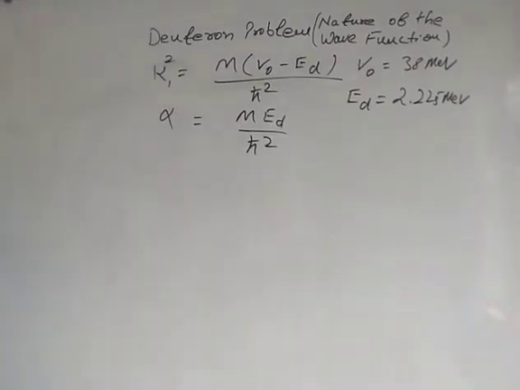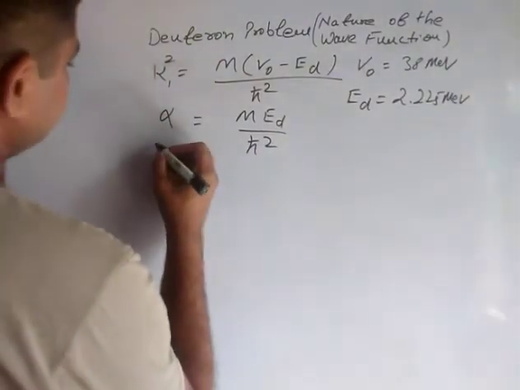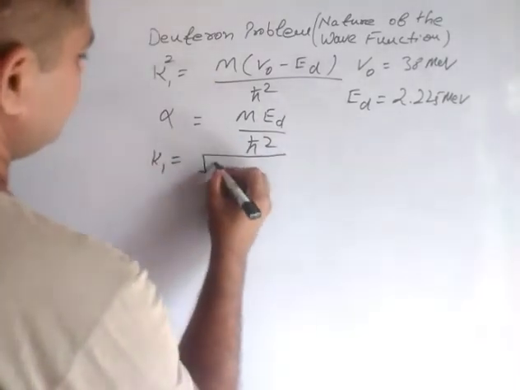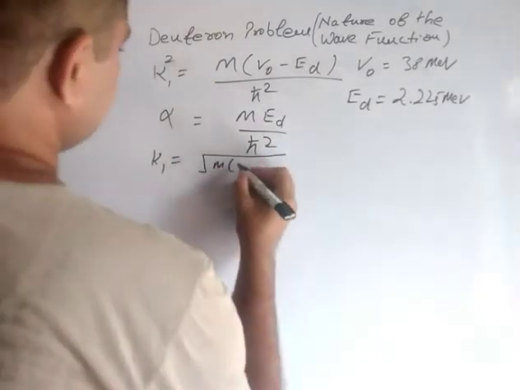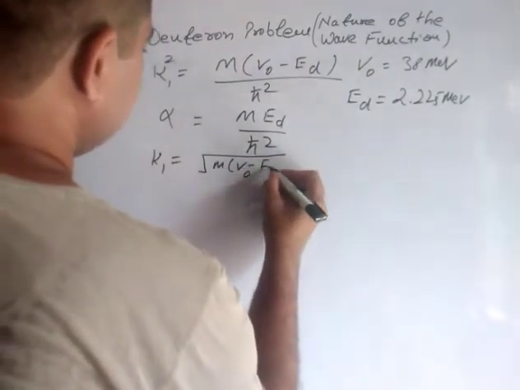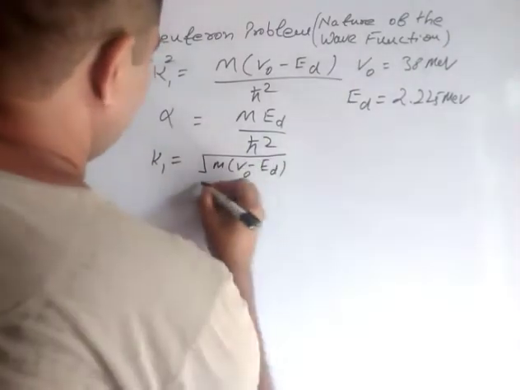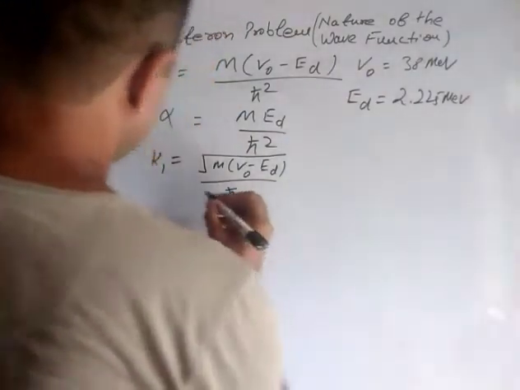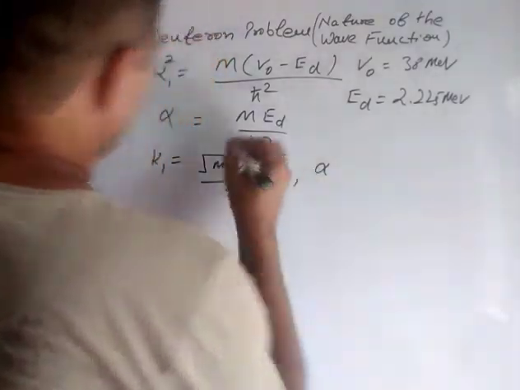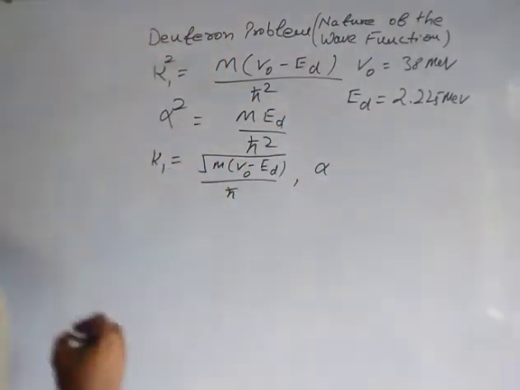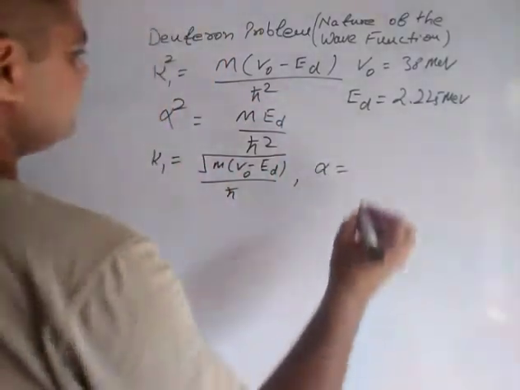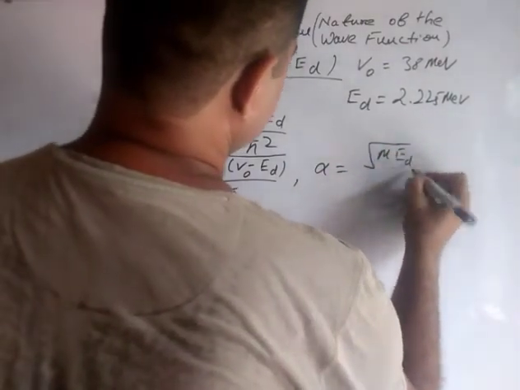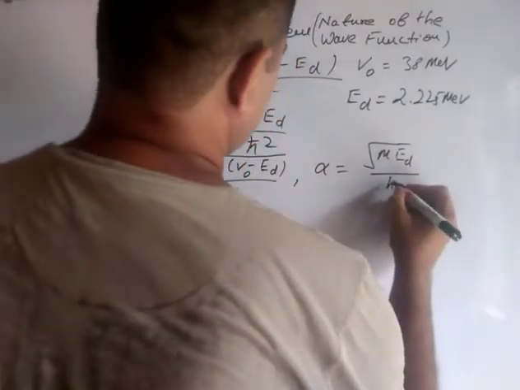Now from here you can get the value of k1. So what will be k1? You will have k1 equal to the square root of m (V naught minus Ed) upon h cut, and because this is alpha squared, alpha is equal to the square root of m Ed upon h cut.